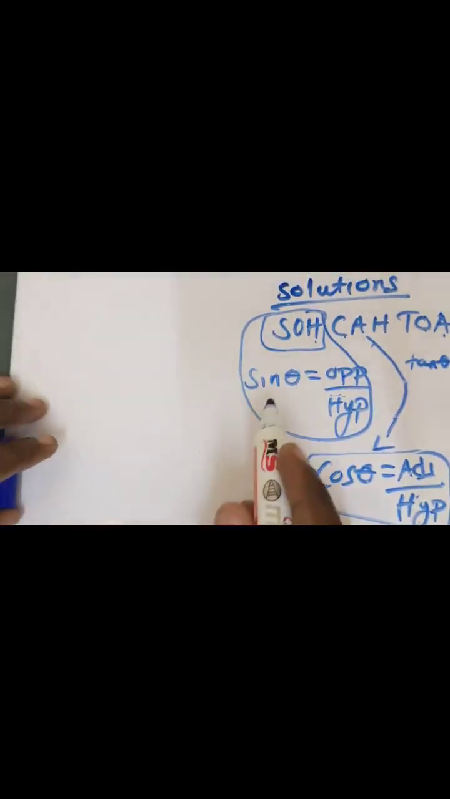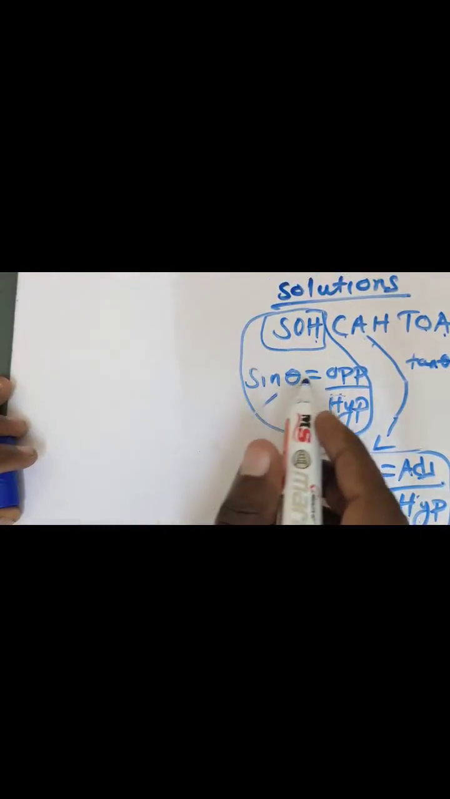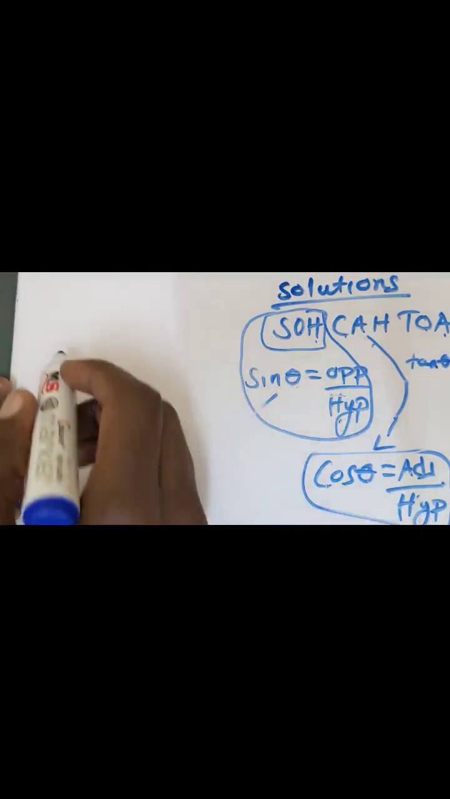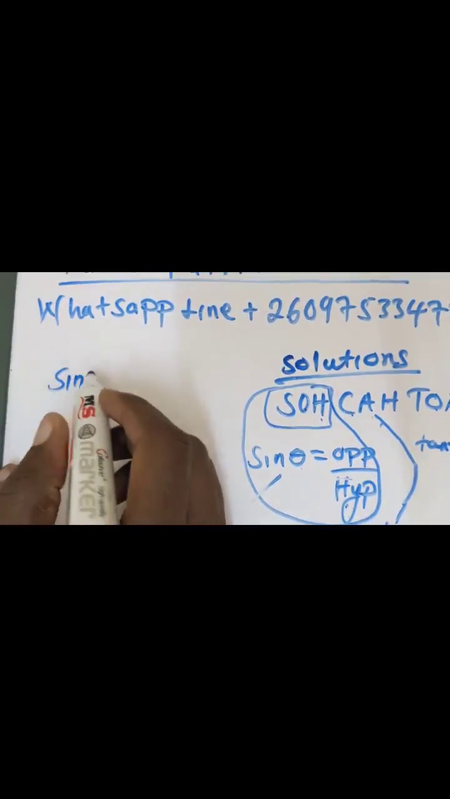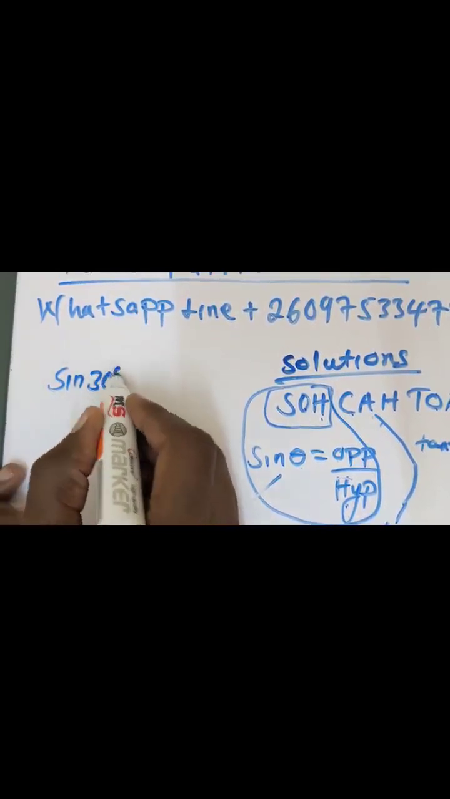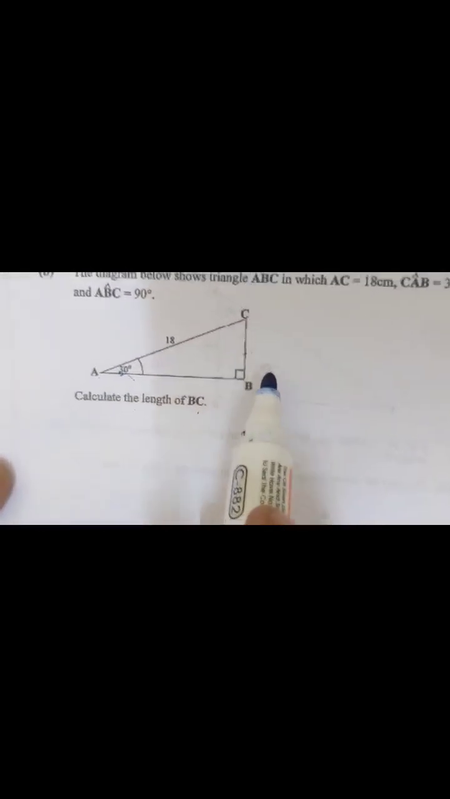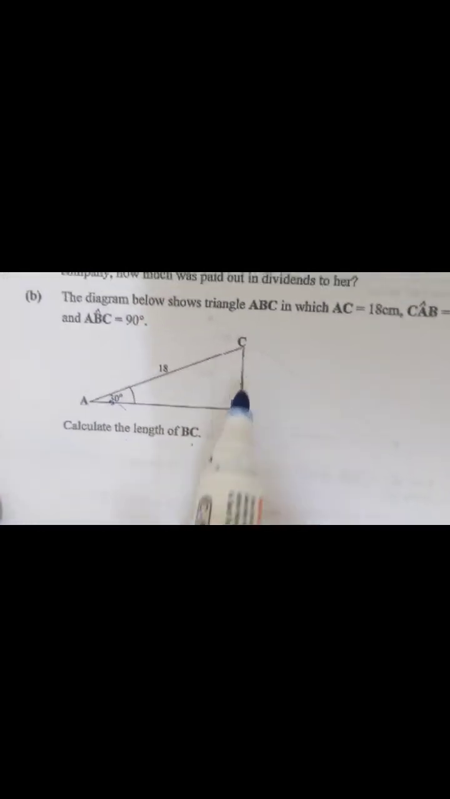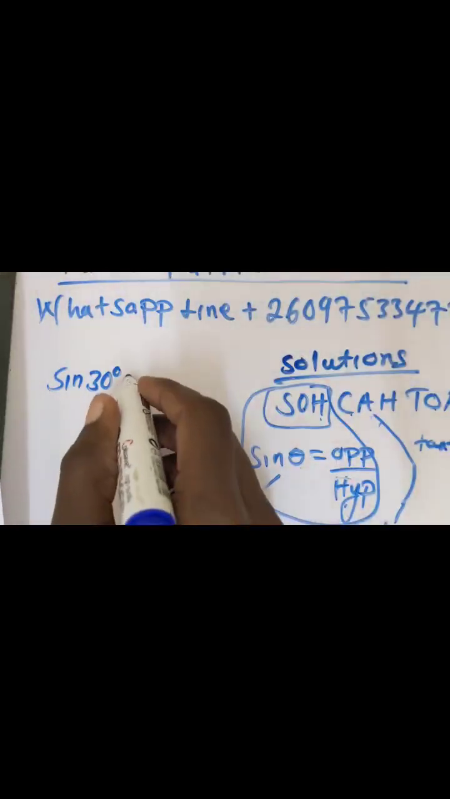So we are going with what? We are going with sine. So we have said that sine theta is equal to what? Opposite over hypotenuse. So now we are saying sine what? Sine 30 degrees. It is the one that we are using. Sine 30 is equal to what? Opposite. Opposite is what? Opposite is BC. Is BC the one that we are looking for?